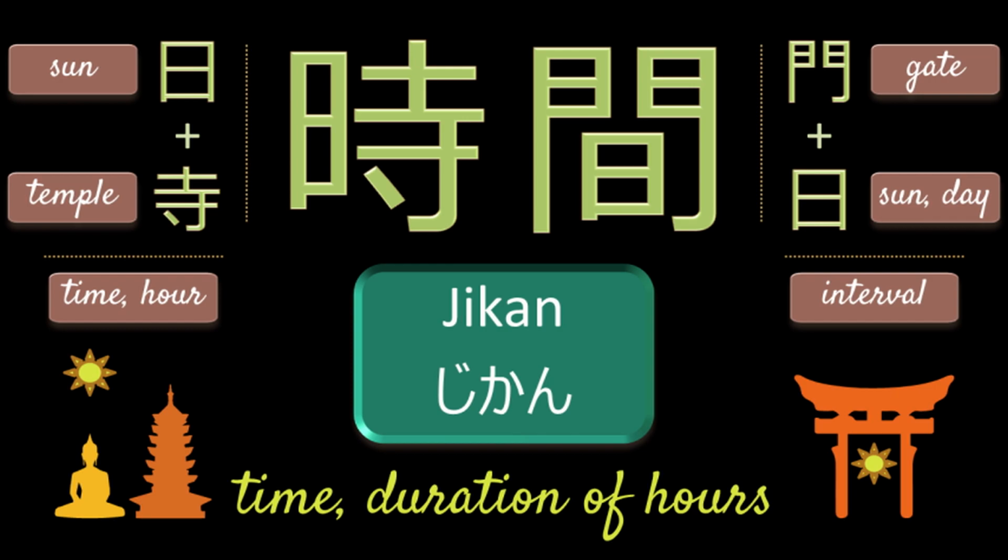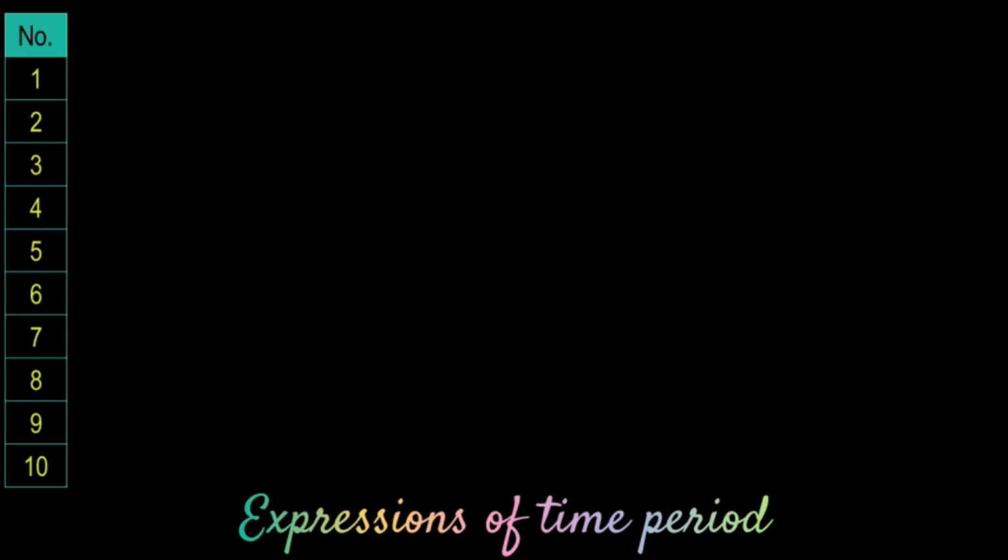Now that you have learned the word Jikan and its meaning, let us learn how to express the time period using numbers. If you are not yet familiar with numbers, please watch my video on numbers and master how to pronounce the smaller numbers first. Actually, in order to tell the correct time period, you just need to add the appropriate words to the numbers. Let me begin with hours.